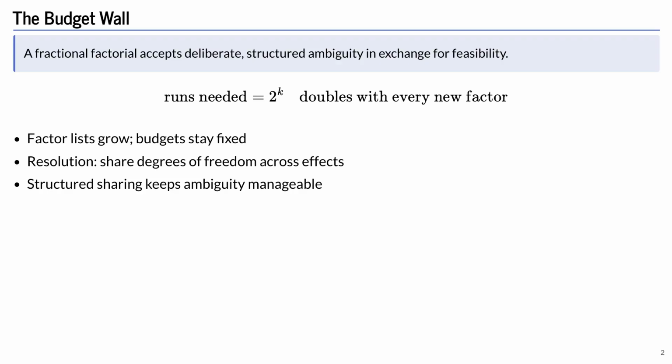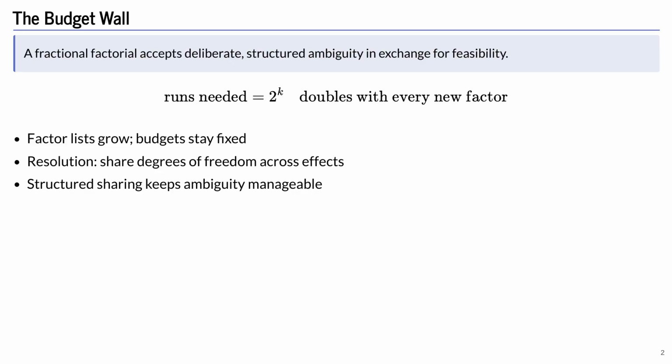Every experimenter eventually hits the same wall. You have identified 5, 6, maybe 7 factors that might matter, and your budget allows, say, 16 runs. The problem is that a full factorial doubles in size with every factor you add. 2 to the 5 is 32 runs. 2 to the 6 is 64. The budget does not grow with the factor list, so something has to give.